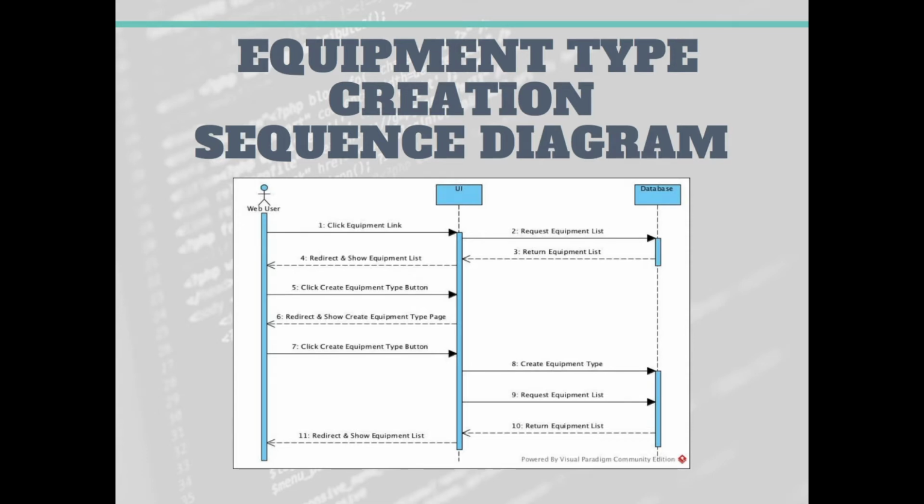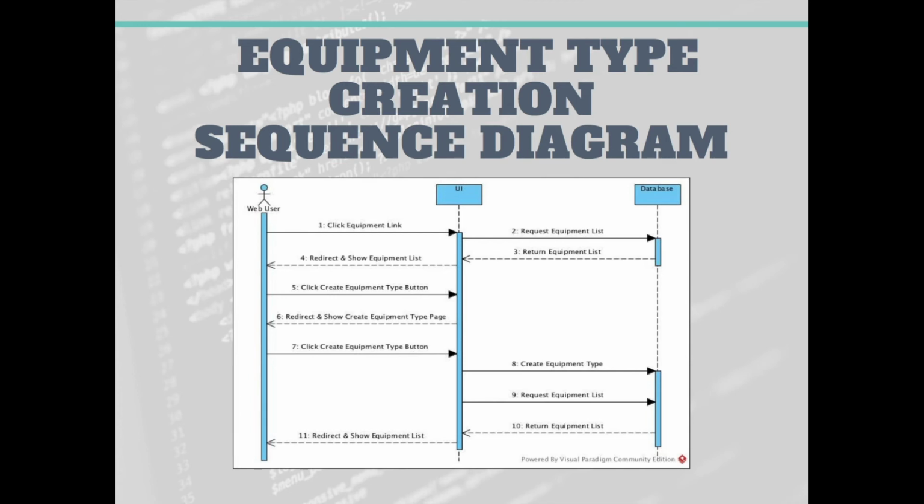The UI requests the equipment list, the database returns the equipment list to the UI, and the user is redirected and shown the equipment list. From that page, they'll click the Create Equipment Type button. The user is redirected and shown the Create Equipment Type page.